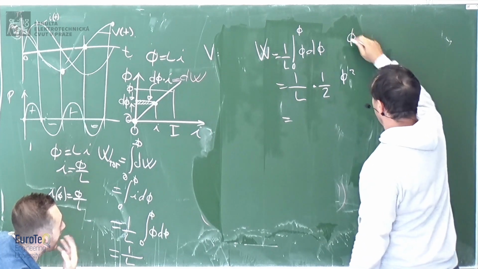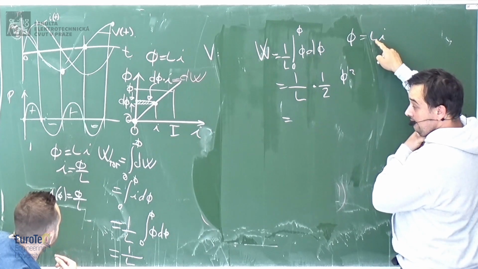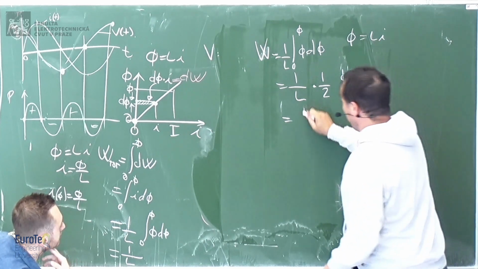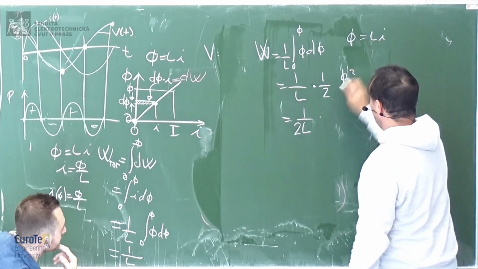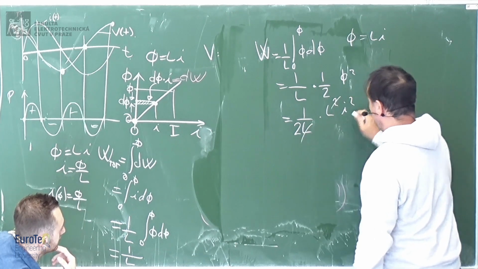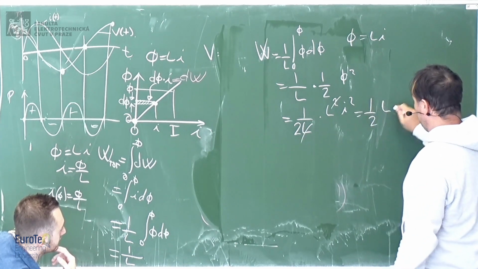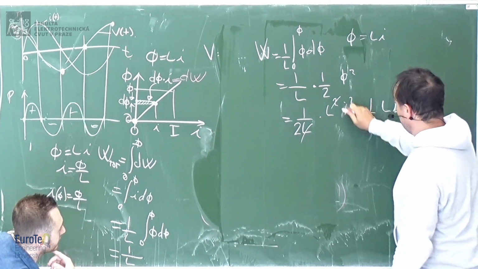And this phi squared we can put back in terms of the current. So we can put the flux instead of the current. So we get 1 over 2L, and then phi equals L I, so L squared I squared. Cancel out the L: 1 over 2 L I squared. Very nice.